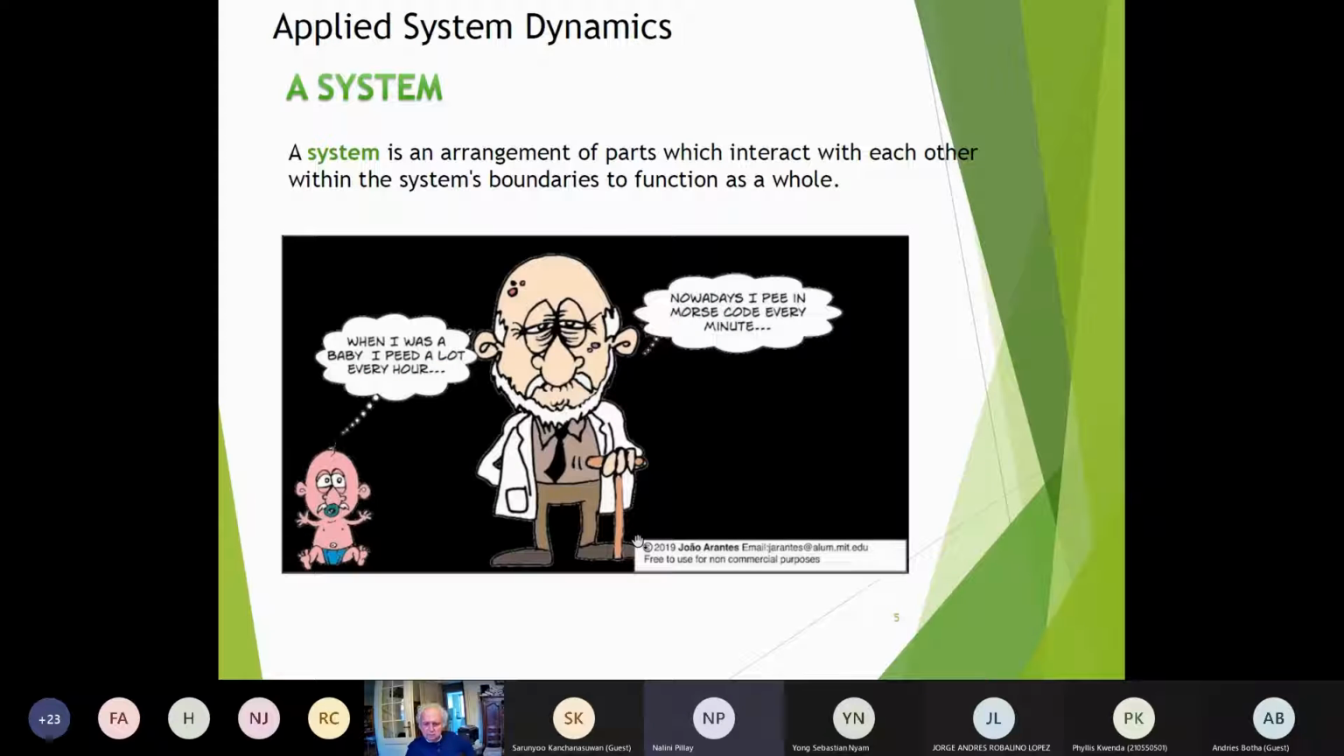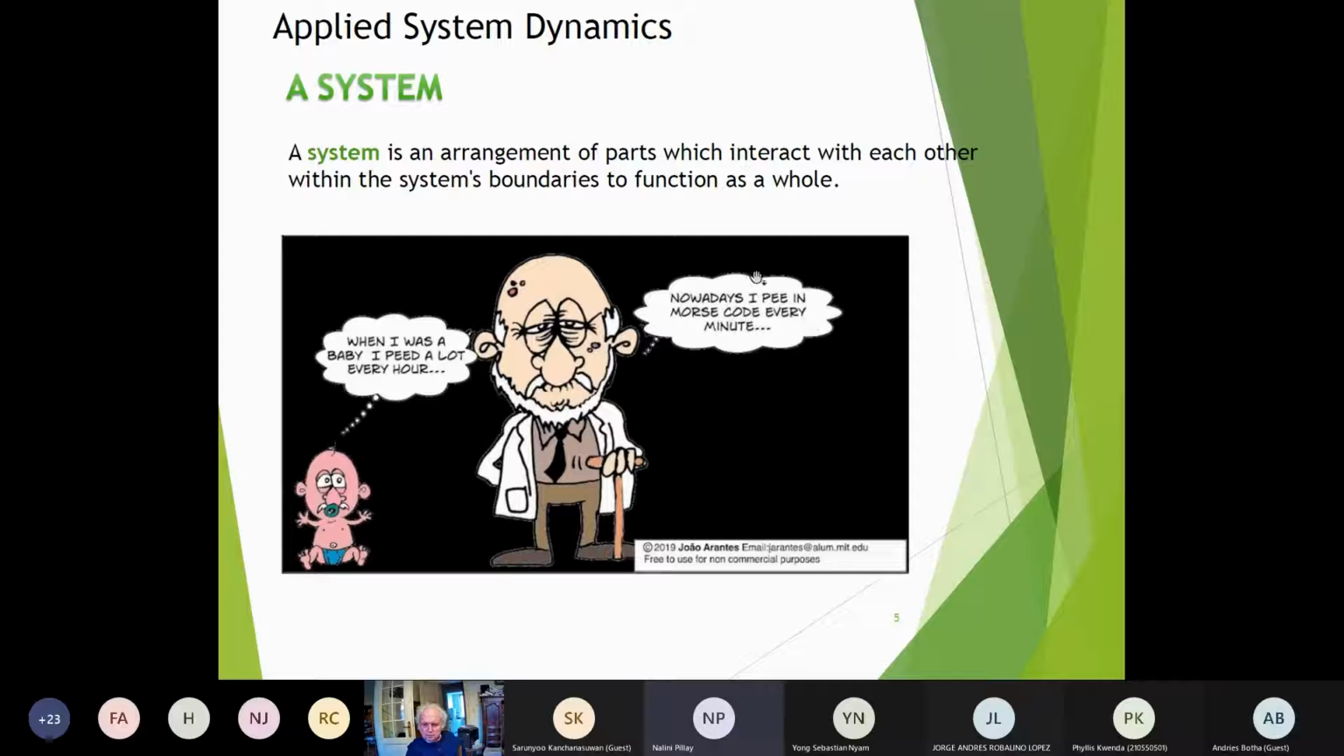If we look at a system, and this is thanks to J.O. Arantes, his cartoon, I absolutely love these cartoons. But if you look at the definition of a system, it is an arrangement of parts or elements which interact, they come together to achieve a particular function.